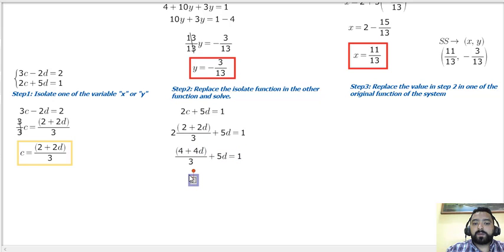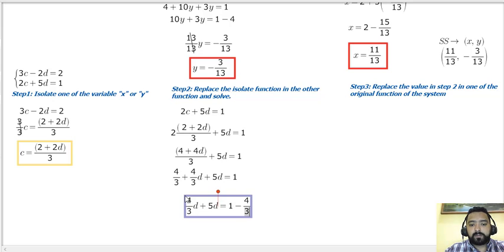And then you can separate this fraction like 4 over 3 plus 4 over 3 d, because this 3 is for this number and for this number. 4d plus 5d equals 1. And then you are going to arrange variables and constants. So we're going to have 4 over 3 d plus 5d equals 1 minus 4 over 3.